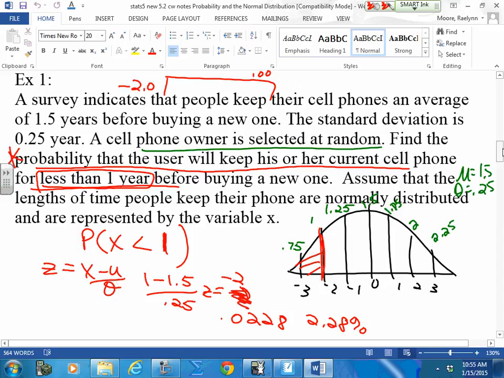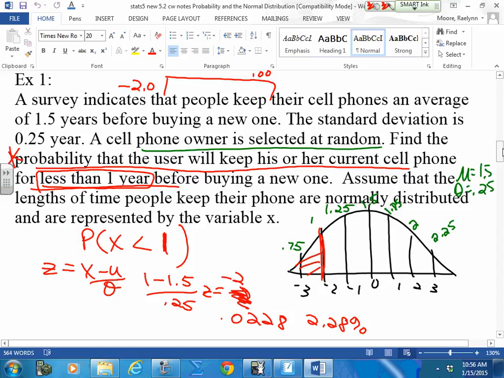Now, we're saying that following this scenario, we have found over the years the average is 1.5 and the standard deviation is 0.25. The probability that they keep their phone for less than a year is a little bit more than 2%. 2% chance that they got rid of it before their year was up. Okay? So what the sketch helps you do is get a good grasp on how these x values correspond to your z-scores. And it still helps you figure out your area under the curve.